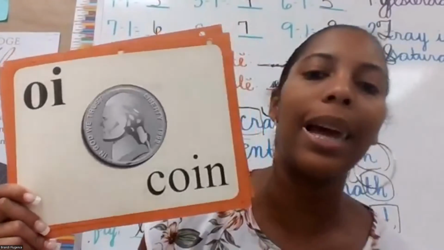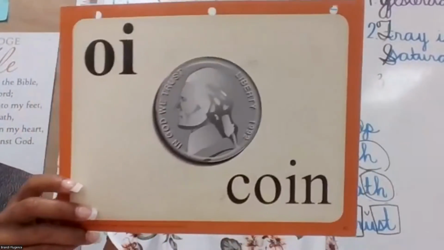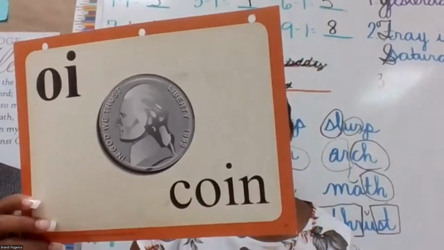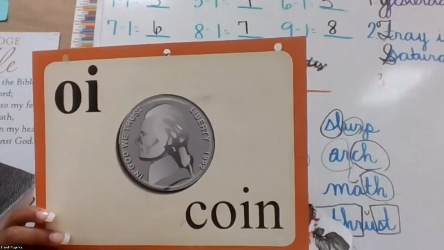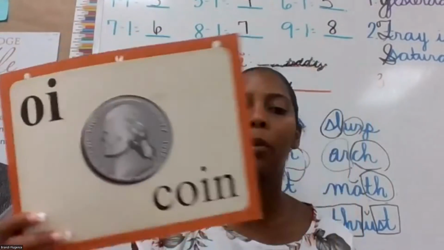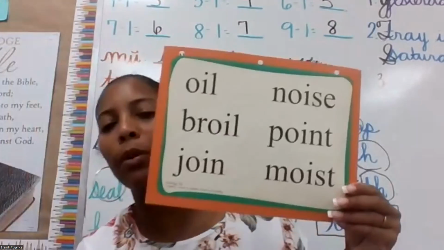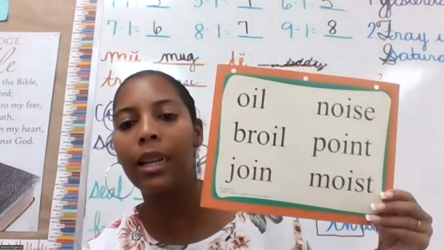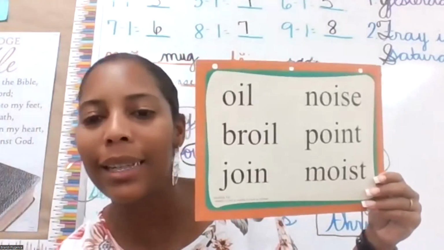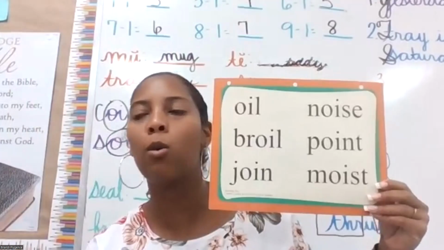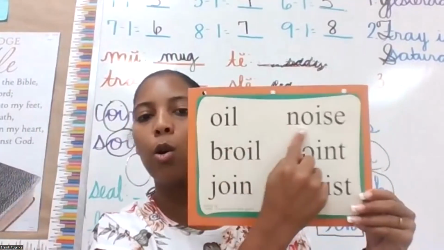OI says oi like in coin. All right, this is what it is called when people are super loud. When people are just making sounds and humming, like they do a lot in here. It is called making what? Noise. Noise.